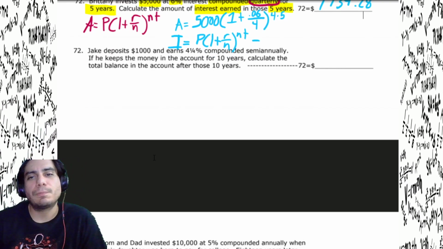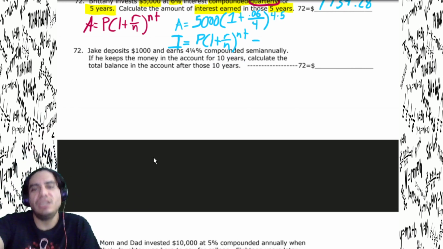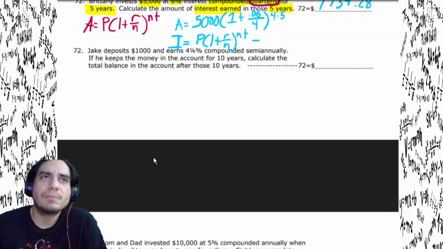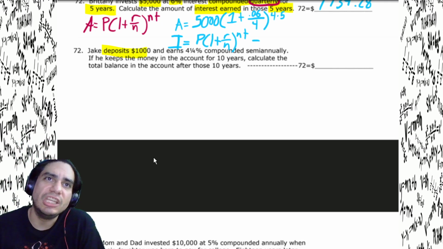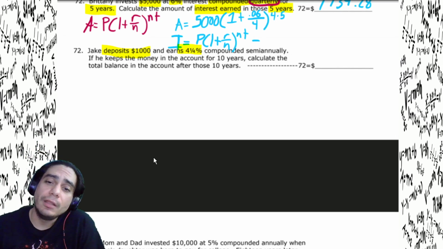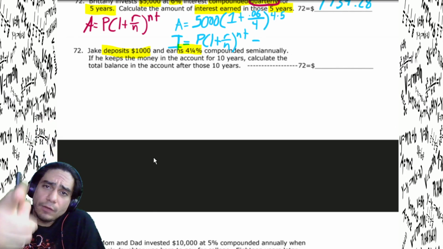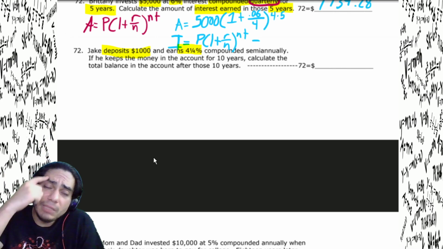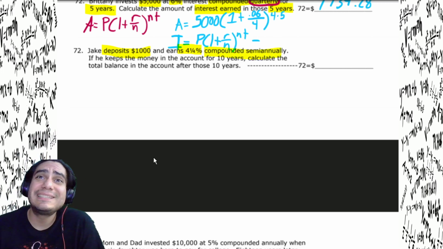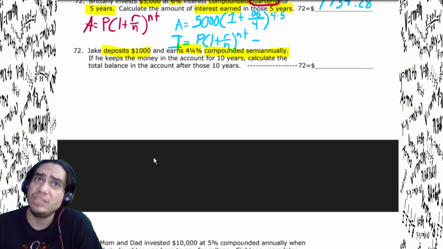So let's get this next problem. So I got myself Jake. Jake deposits. Deposits basically means that he's putting money in the bank. And he earns 4 1/4%. But see, I got that math mind. Hopefully you got that math mind too. You could go ahead and immediately change your math mind into 4.25%. Compounded semi-annually. Okay, we're going to have to use this crazy formula again.